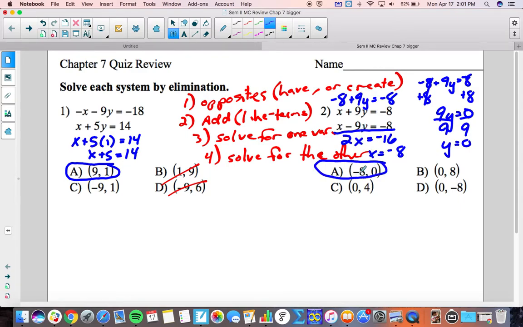And you should notice that if you plug in negative 8 and 0 in here, that's also going to make the bottom equation true. The solution to these systems is the one point, the one coordinate pair, the one x and y pair that make both equations true. And this is the only coordinate pair that works out there in the entire coordinate plane.